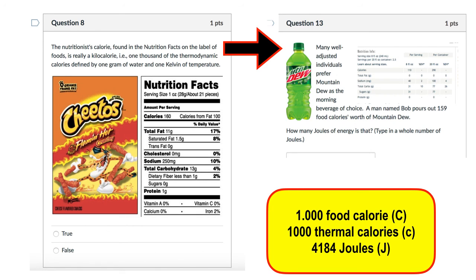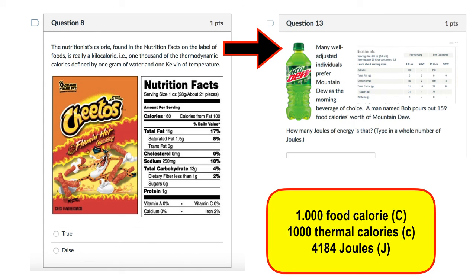So what you could do is do this. 159 times 1,000 times 4.184. And that'll be your answer. Or you could do just 159 times 4,184. And you get the same number. And that's what this yellow box tells you. Right? So for every food calorie, multiply by 1,000. That'll give you how many thermal calories. For every food calorie, multiply by 4,184. That'll tell you how many joules.